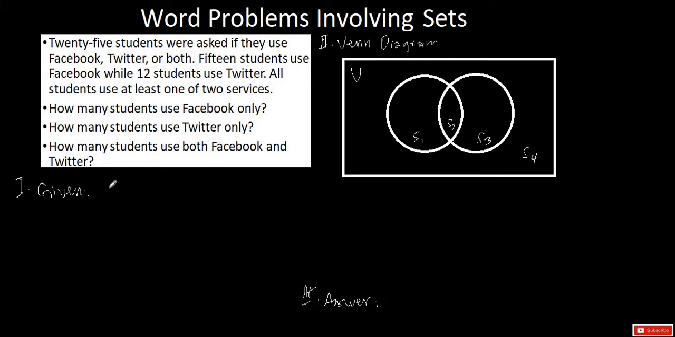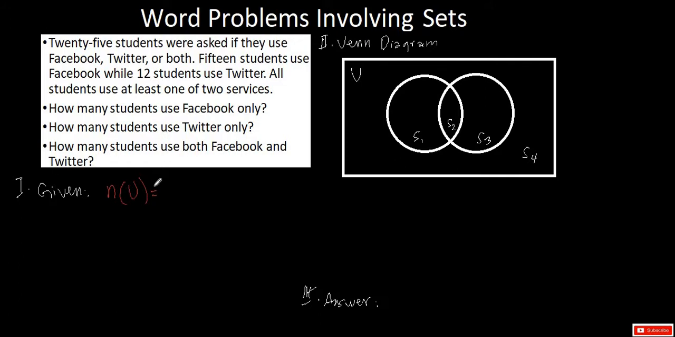So let's start now with the first part, writing the given in the problem. The given in the problem are not set elements, but the given in the problem are cardinalities. Now we recall that the cardinality of a set is the number of elements of a given set. So first, let's determine the cardinality of the universal set.